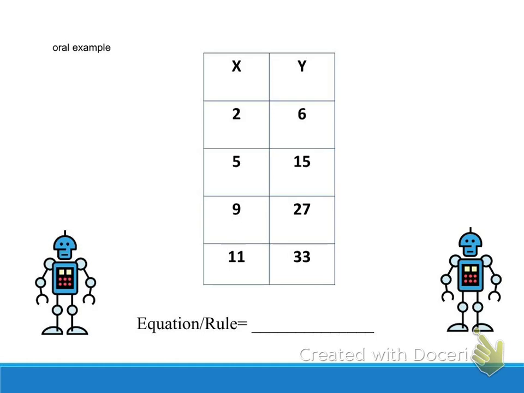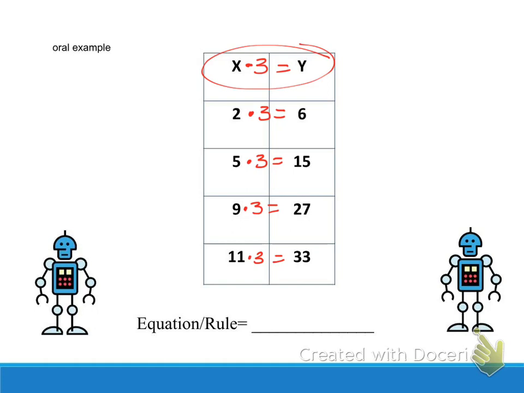So the only way we know whether it's multiplying by 3 or adding 4 is by looking at the next one. 5 to 15. Do we add 4 to that one? No, we multiply by 3. So the rule is, or the function is, 2 times 3 equals 6. 5 times 3 equals 15. 9 times 3 equals 27. 11 times 3 equals 33. So our rule is x times 3 equals y.